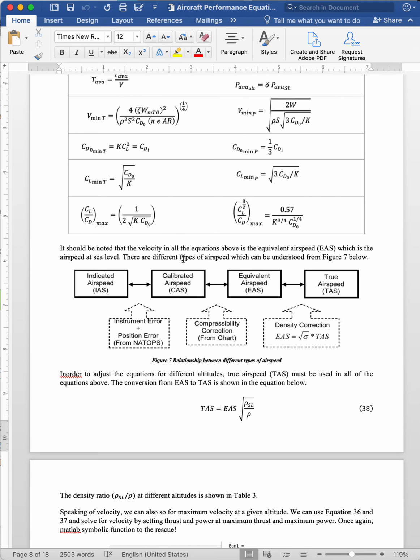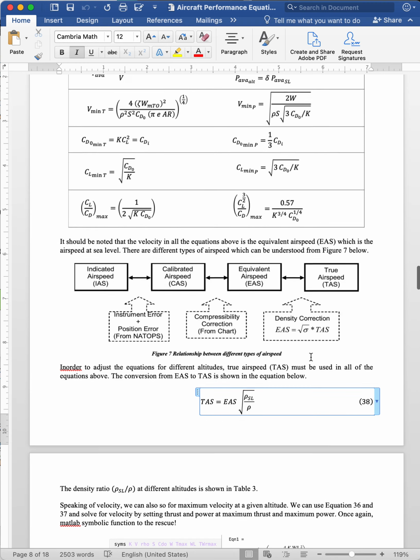So, you really have to account for density corrected or compressibility corrected airspeed, right? So you have the different airspeeds here. You have to make sure that when you're doing the analysis, you're working with the true airspeed, okay? Because that's actually the airspeed that the aircraft at an altitude is experiencing, correct?